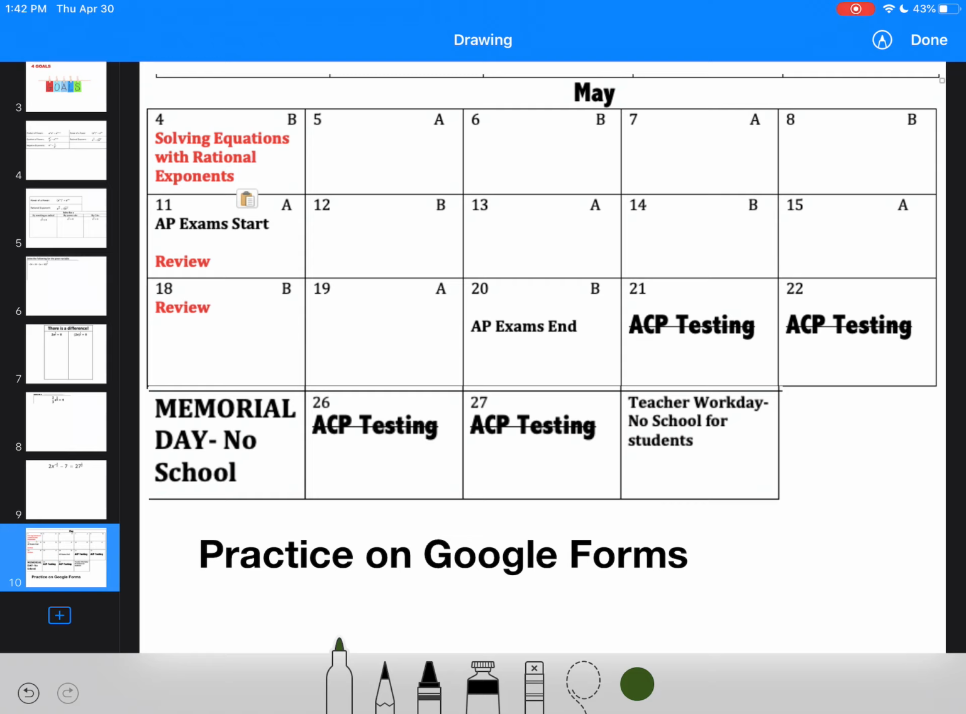So I just did some examples on how to solve equations with rational exponents. So again, like I said, that's lesson number 50. That's the last lesson. Next couple of weeks, we're going to do a review. Be on the lookout for a Remind or a Google Classroom message for what that review will look like.